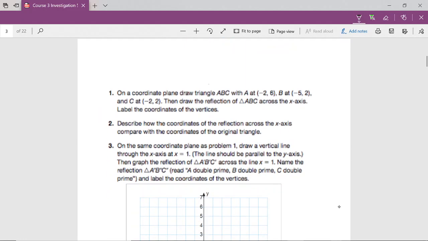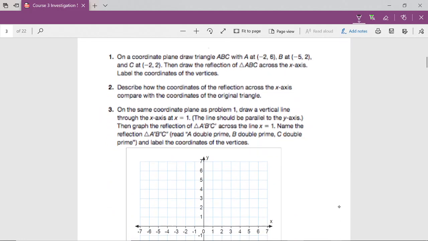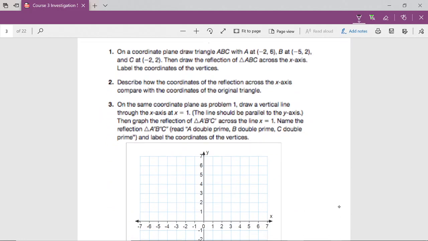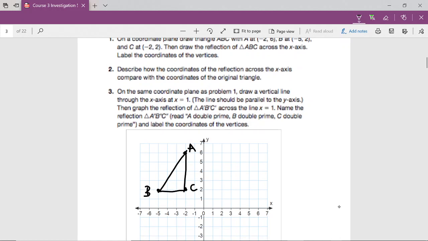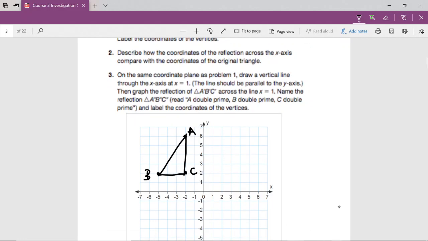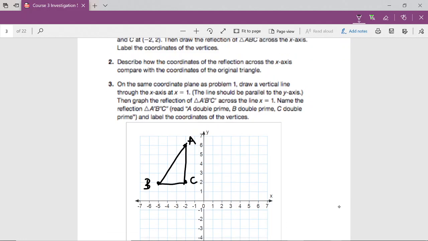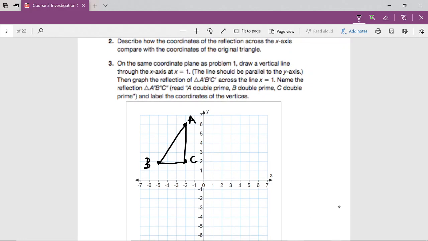So, on a coordinate plane, draw ABC. If A were at (-2, 6), here's my A. B is at (-5, 2). And C is at (-2, 2). So here is my original figure that I am going to be reflecting. We want to draw a reflection of triangle ABC across the x-axis this time. Label the coordinates of the vertices. So instead of the y-axis like we saw above, we want across the x-axis.